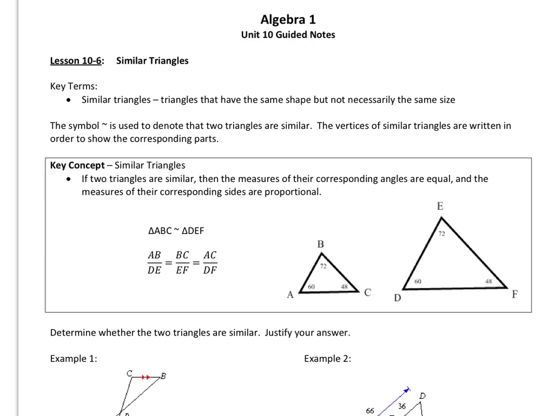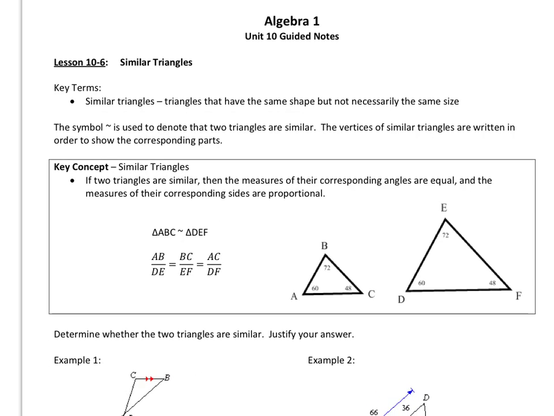Lesson 10.6, video part 1 of 2, I believe. Key term here is similar triangles: triangles that have the same shape, but not necessarily the same size. Case in point being down below. The same shape can occur if you have the same angles.